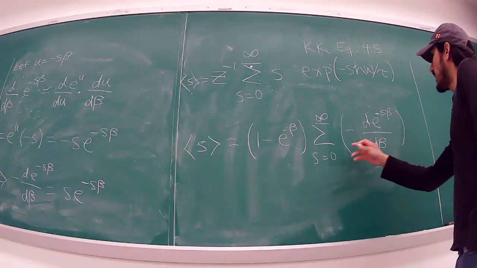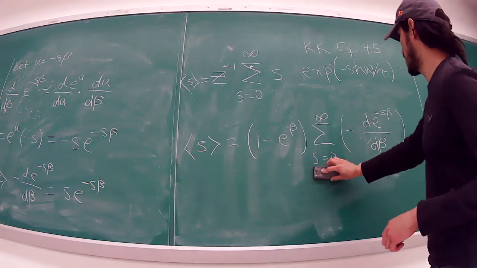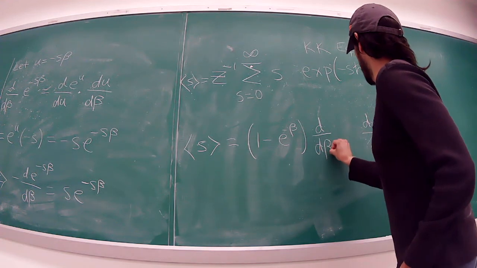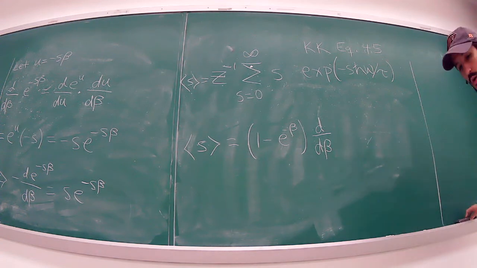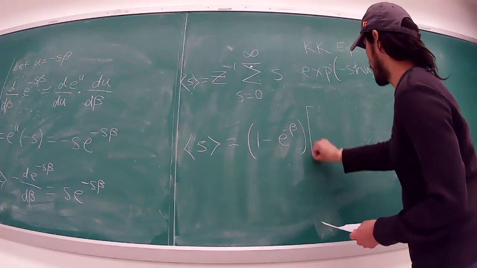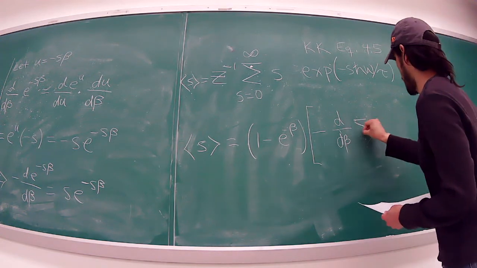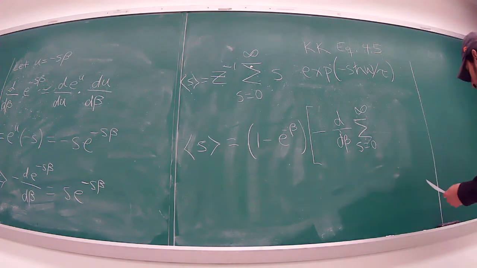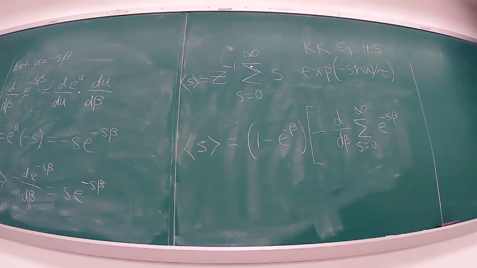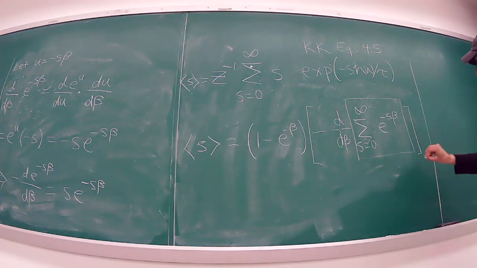And the derivative is going to act on each term, so we can take it out. So it will be the derivative with respect to beta of the sum. I'm going to put the stuff in square brackets because the whole thing is negative. The derivative with respect to beta, and then the sum over the infinite number of states, e to the negative S beta. And we had already calculated this one last time. This is the partition function.